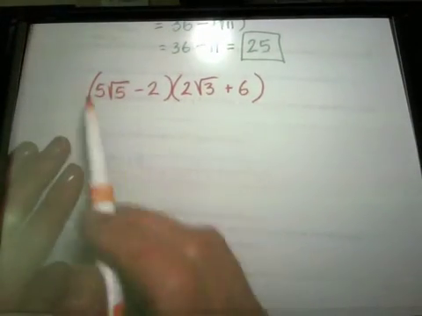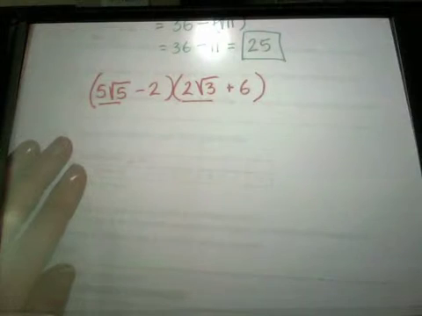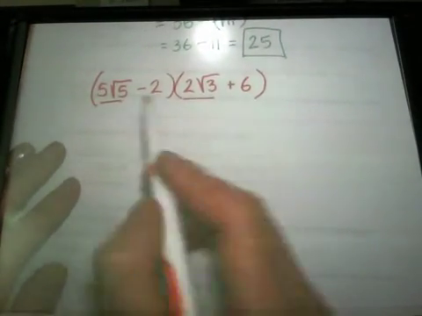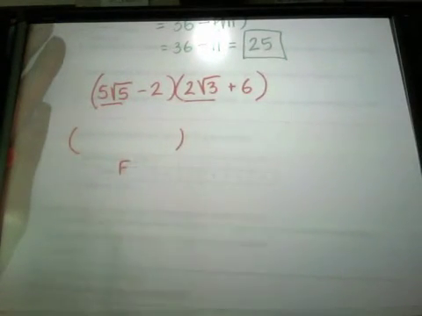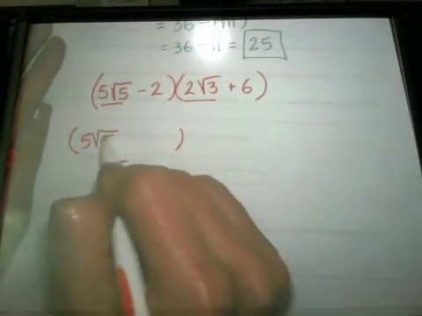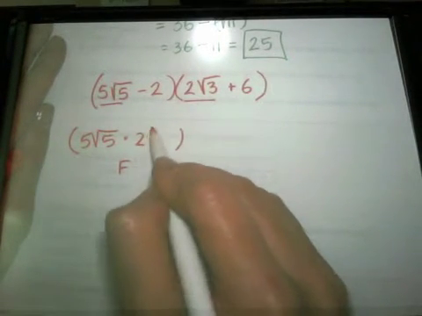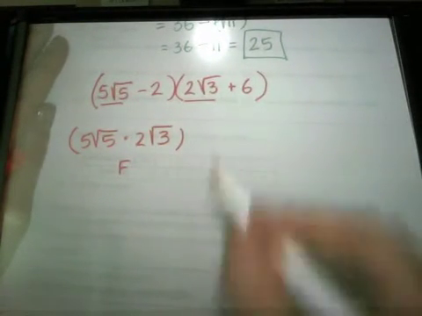Remember, F for first means I take the first 2 that are in each. Now, let me write this down separately. This is starting to look a little crazy. Here is my F for FOIL. I've got 5 times the square root of 5 times, remember we're always multiplying these, 2 times the square root of 3. Okay, so at first I just wrote it down. We'll come back and simplify it later.